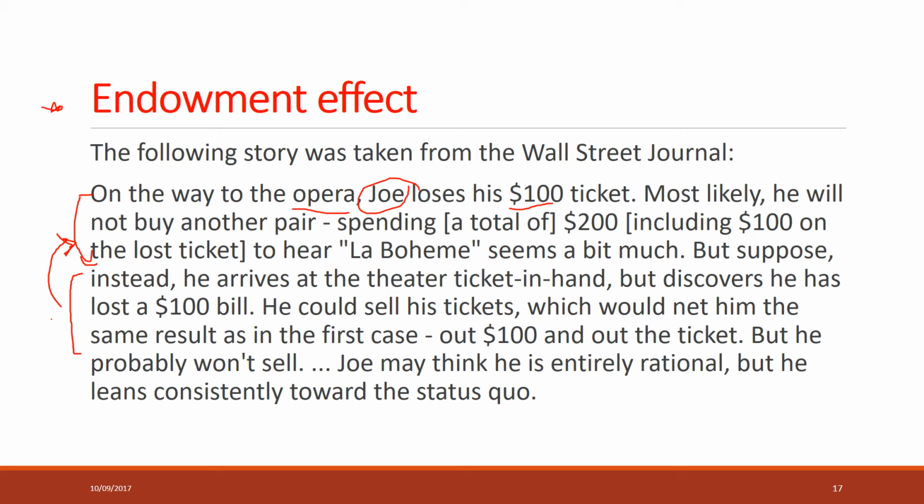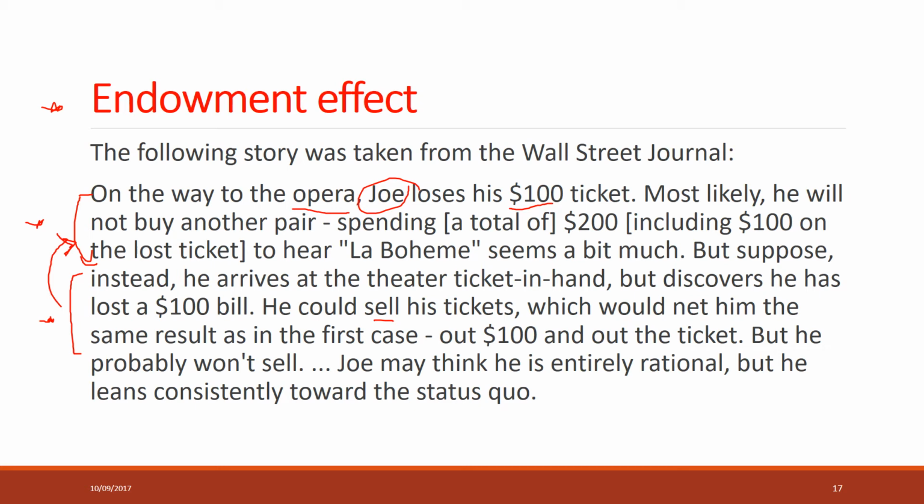With the second option, if we lose the $100 note, what we could do is sell the ticket and recover the $100, and therefore in total we are just losing $100. So why is it the case that for the second option we are more willing to be out of pocket for $200, whereas in the first option we are not willing to pay $200 to watch the opera?